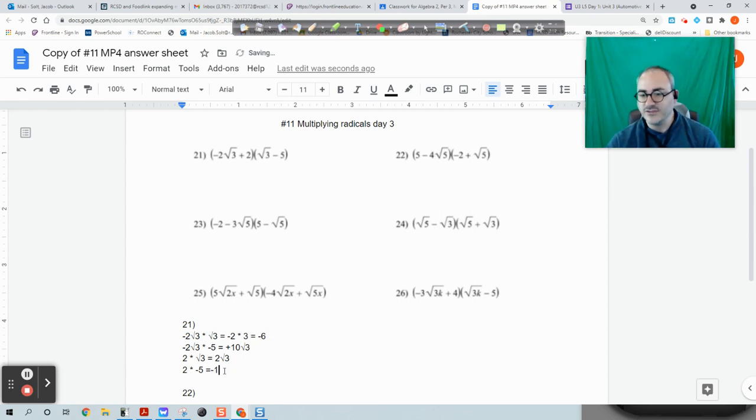Because I have, not negative 190. That's what I want. Negative 10, because positive 2 times a negative 5 gives me a negative 10. 2 times 5 is 10. A positive times negative is a negative. Okay, now I add all these together, right?